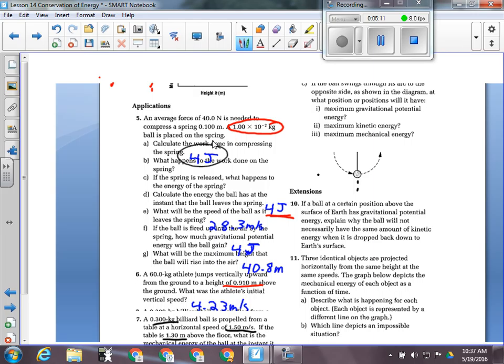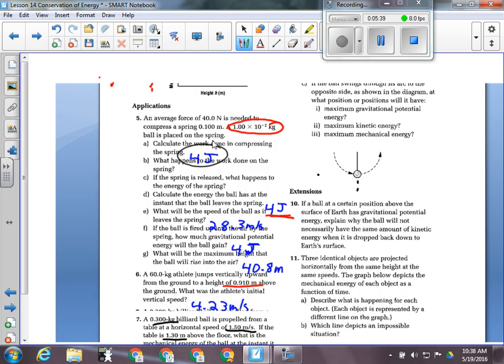So if I push in on the spring, what does the spring now have? Potential energy. Okay, that's what happens to the work done on the spring. It is now stored as elastic potential energy in the spring. If the spring is released, what happens to the energy of the spring? Yeah, it'll turn into kinetic, or if something is placed in front of the spring, it'll transfer energy, which is called work. Okay, it'll do work on something else.